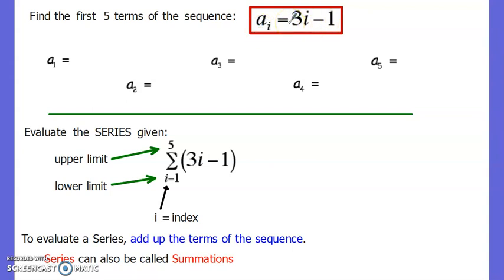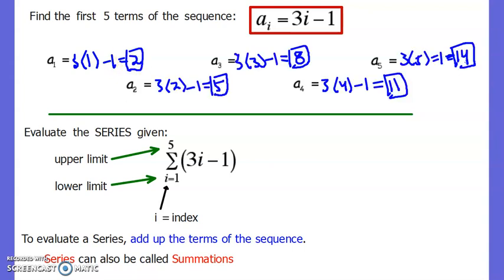a sub i is equal to 3i minus 1. Now a lot of times we use n, here they happen to use i, it's just a variable. But remember, if it's a sub 1, well that means i was 1. We're going to plug 1 in for i up here. So 3 times 1 minus 1, and a sub 1 is equal to 2.